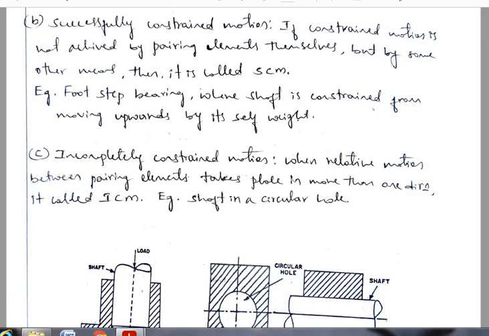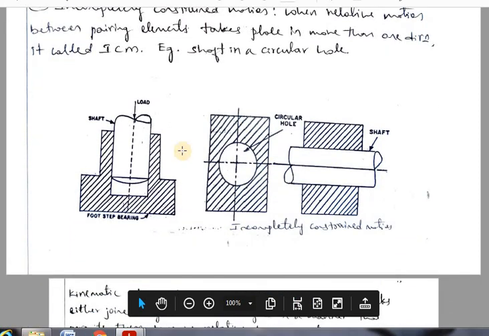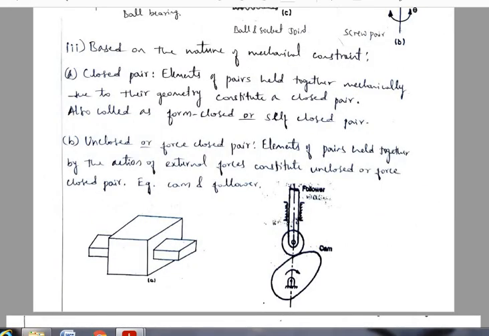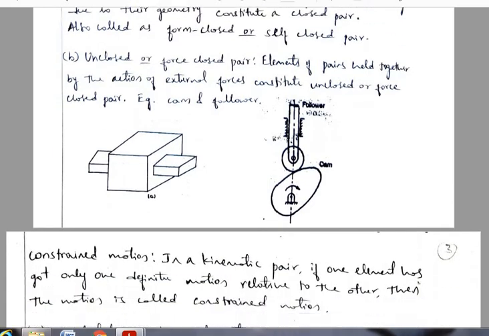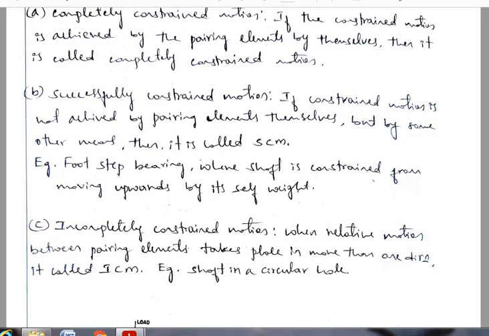Such a constraint on the movement of the shaft we can take as an example of successfully constrained motion. So here you can see, I will repeat once again, this is the footstep bearing. The shaft tends to rotate and naturally it would come out of the slot, but due to this load that pushes the shaft downward, it remains in the slot itself. This is called a successfully constrained motion.